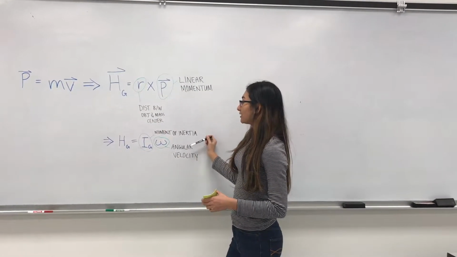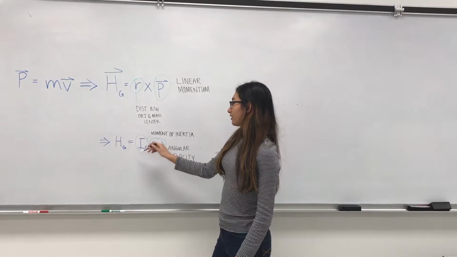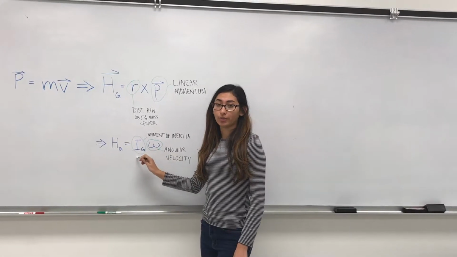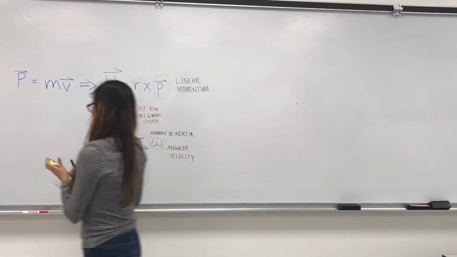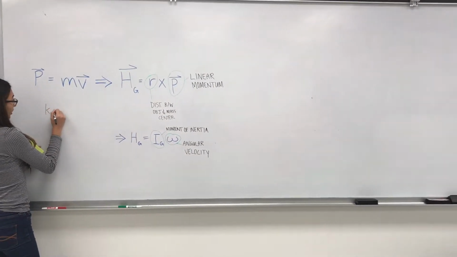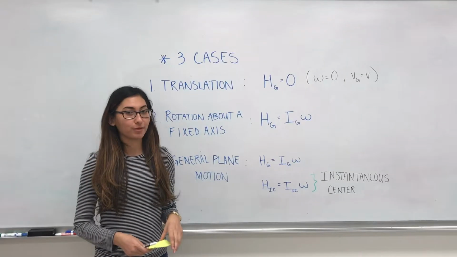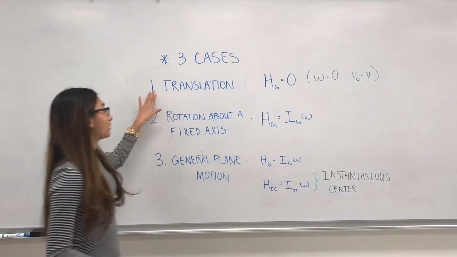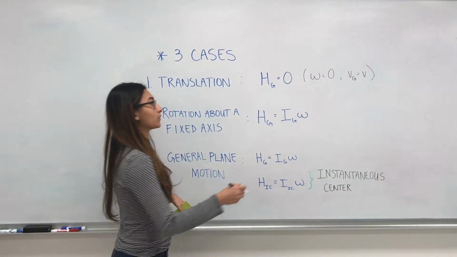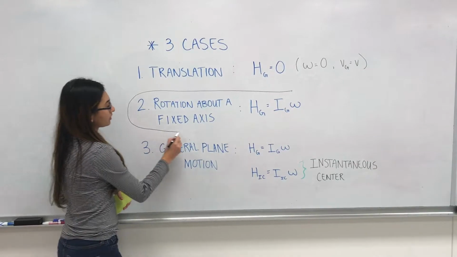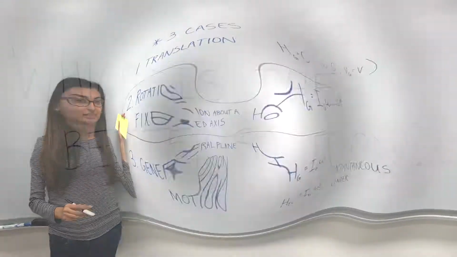This can also be expressed in terms of the moment of inertia times the angular velocity. And as we are all familiar with the moment of inertia, we are usually given values for the moment of inertia based on the shapes that we are given. Also, the units for angular momentum are kilogram meter squared per second. So angular momentum can be applied to three cases: translation, rotation about a fixed axis, and general plane motion. For Oscar's case, we'll be using this application of angular momentum: rotation about a fixed axis.